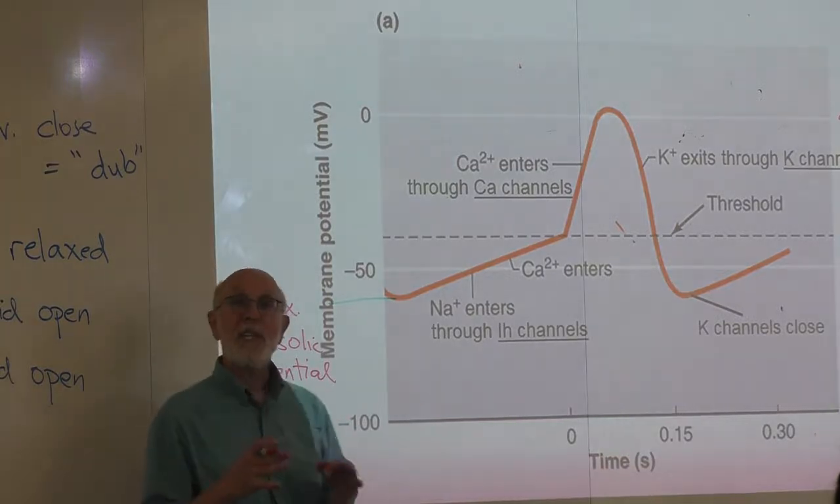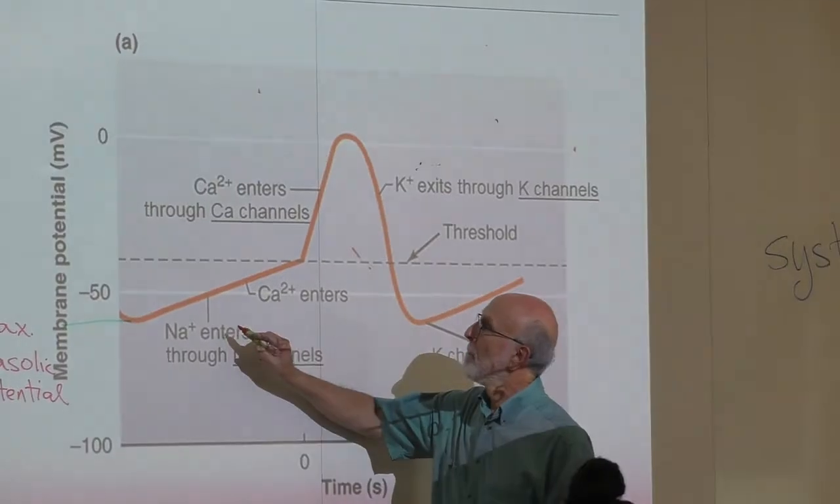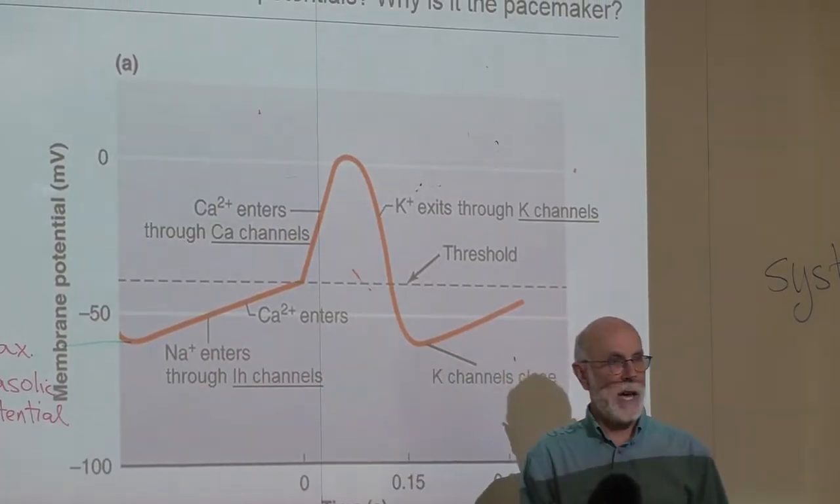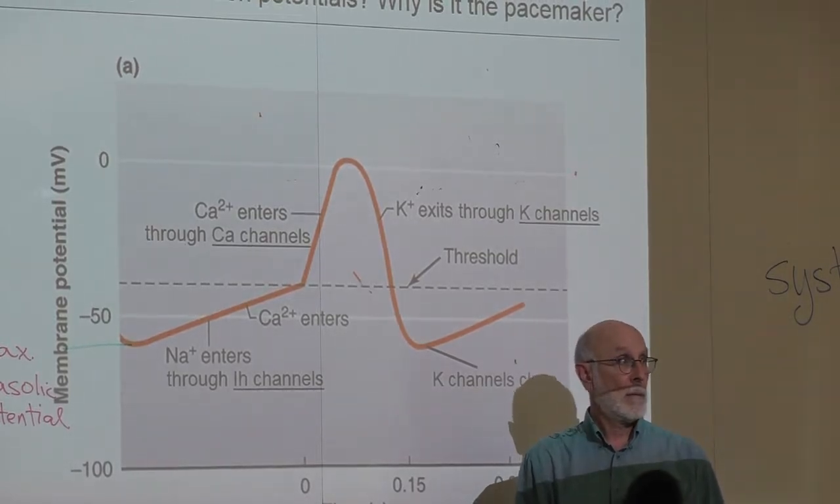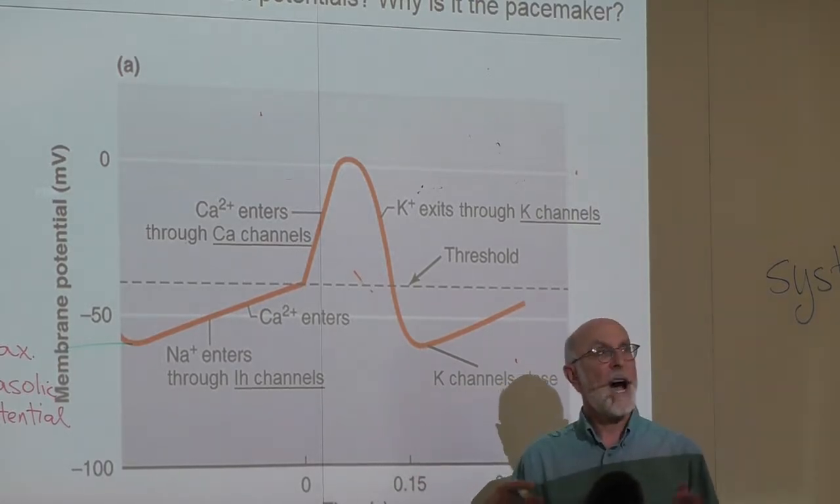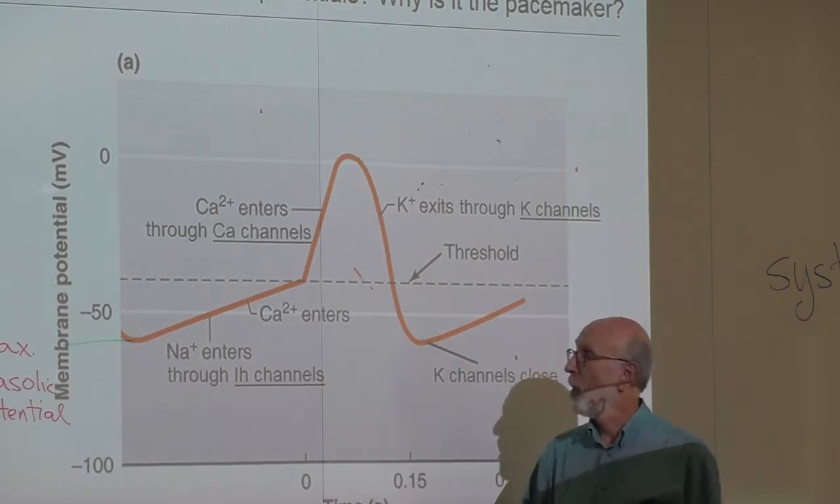Now we get to a specialization. Pacemaker cells are specialized, unlike cells that have a resting membrane potential, right? These cells don't have a resting membrane potential. They don't rest. They're constantly in movement, or the membrane potential is constantly moving one way or the other.